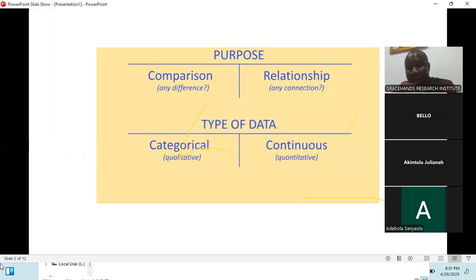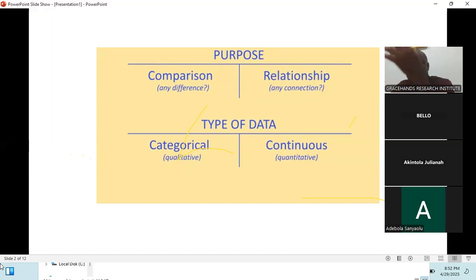Okay? And when you are doing comparison, there is a technique we use for that. When you are doing relationship, there are techniques we use for that. But people mix these things up. And there's a problem in the data analysis world.